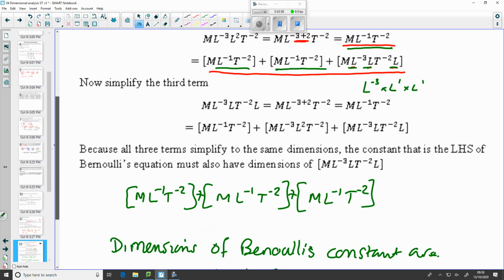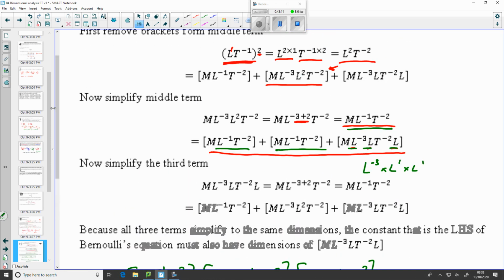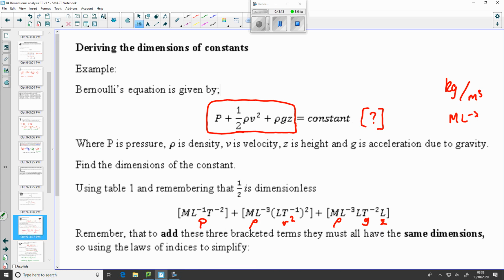So you've got three terms in the equation. Just go back to the equation. There's a term, pressure. Dimensions M, L minus one, T minus two. You've got a constant that we can ignore. There's another term, density times velocity squared. When we simplify that, the dimensions of it are M L minus 1, T minus 2.